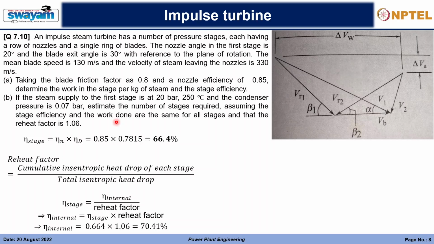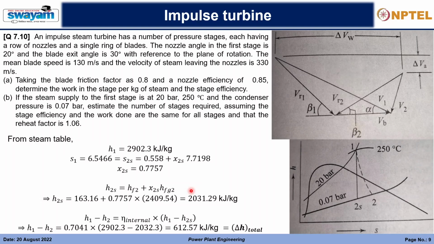That is why it is given a reheat factor of 1.06, and we'll use this particular formula that we have given. So Rf is equal to eta internal by eta stage, right? The eta stage that we know is 66.4%. So the whole process would be 70.41% efficient, just multiplying by the reheat factor. Since we are getting some amount of available energy from the reheat due to the friction losses, its efficiency has increased a little bit.